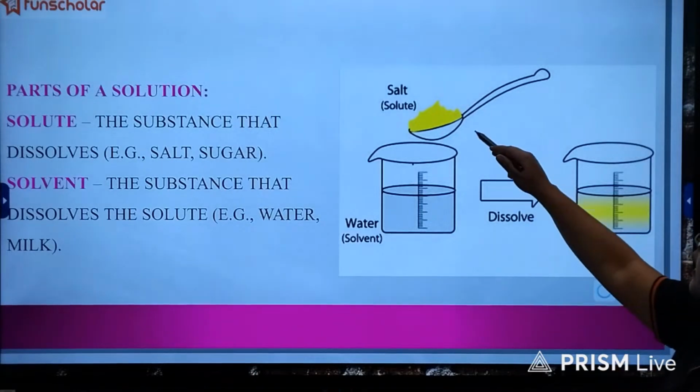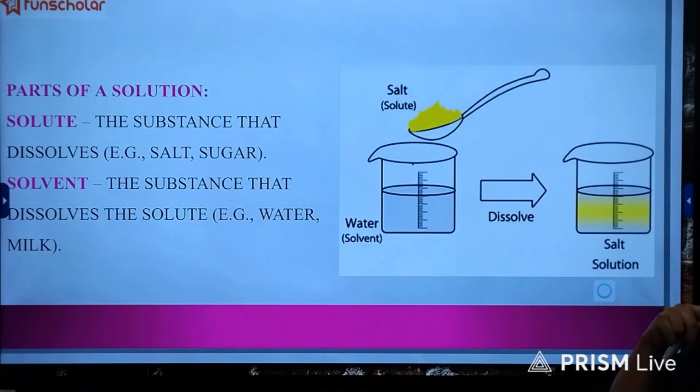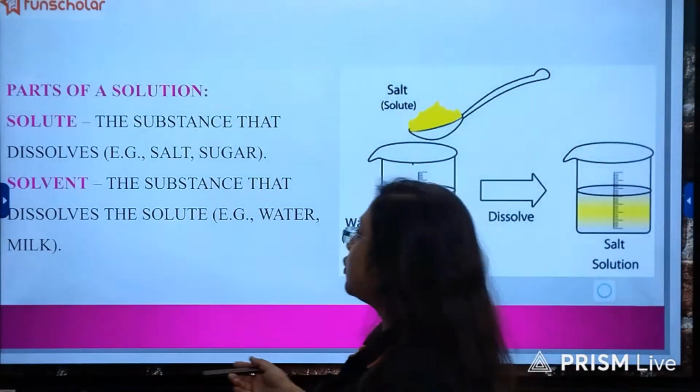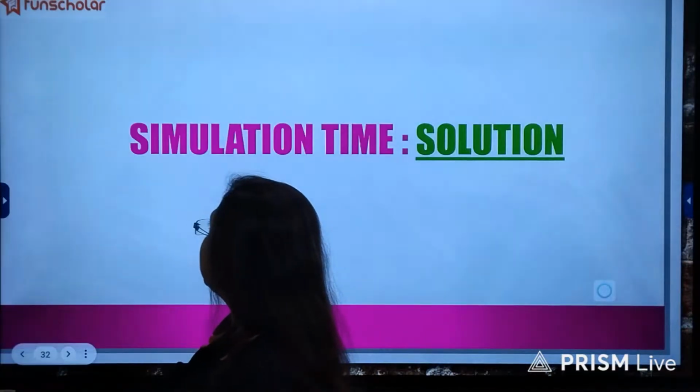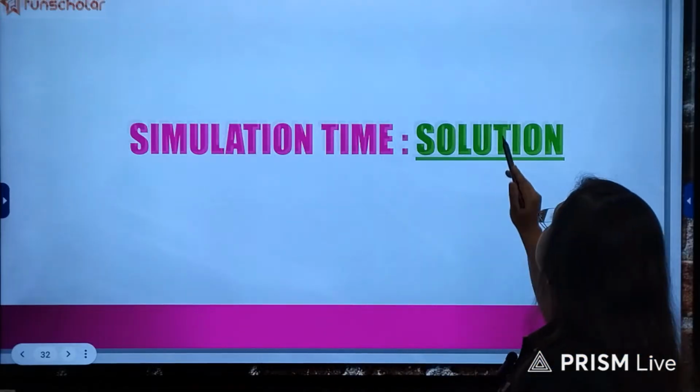So here we can take an example of salt, which is actually called solute because this substance is dissolving into water. So we can call water as solvent, and if we mix these two, we can find the salt solution because here salt and water is mixed and we can find the salt solution. Here is a simulation video for you. Let's watch it.